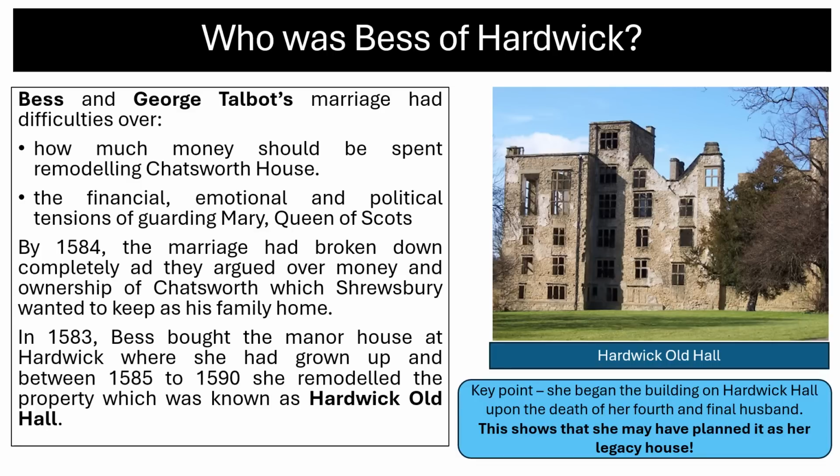Now, Bess and George's marriage was probably not particularly easy. They did argue over how much money should be spent remodelling Chatsworth House. And also, George Talbot was charged with guarding Mary Queen of Scots, and that certainly caused financial, emotional and political tensions within their marriage. So it's said that by 1584 the marriage had broken down completely. They argued over money and ownership of Chatsworth House, which Shrewsbury wanted to keep as his family home.